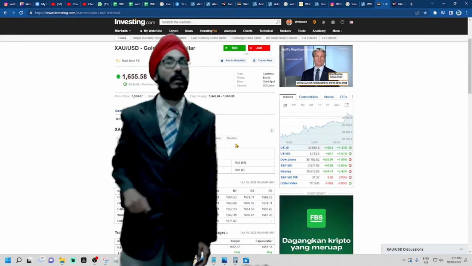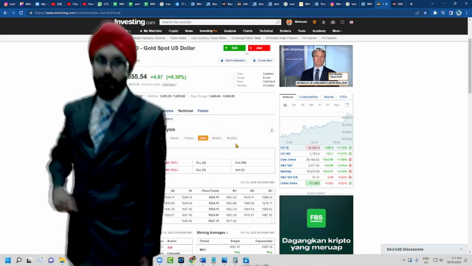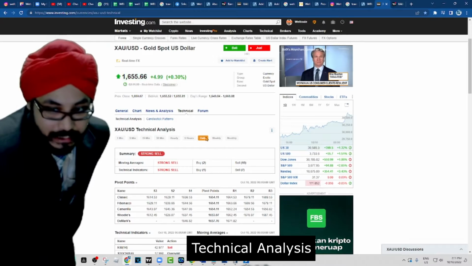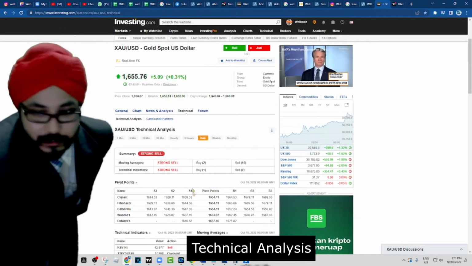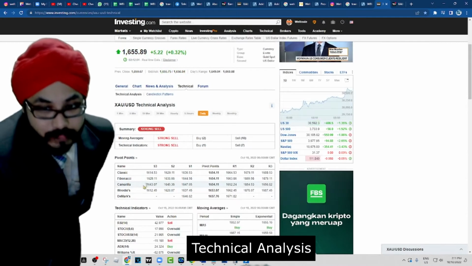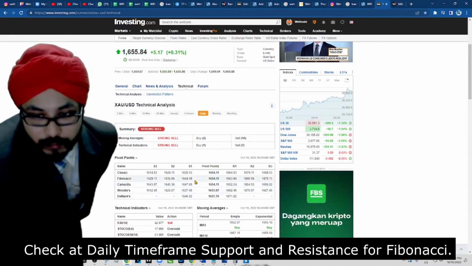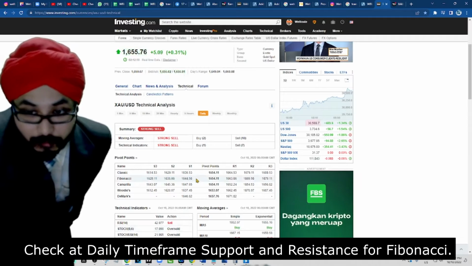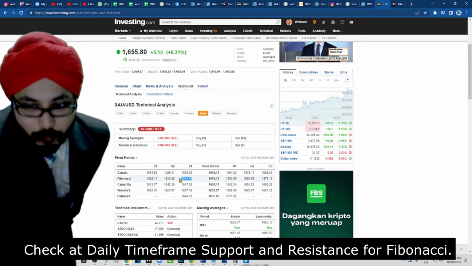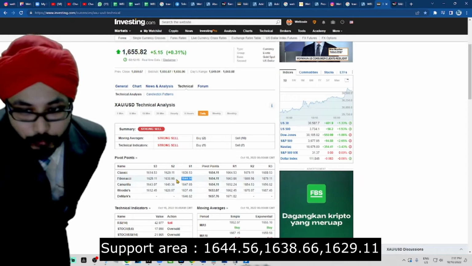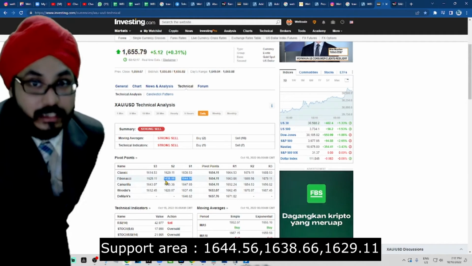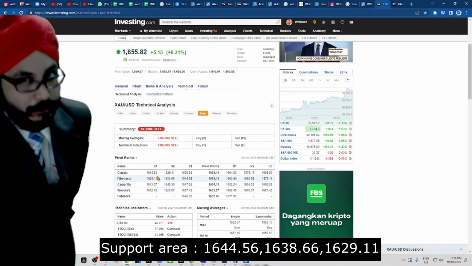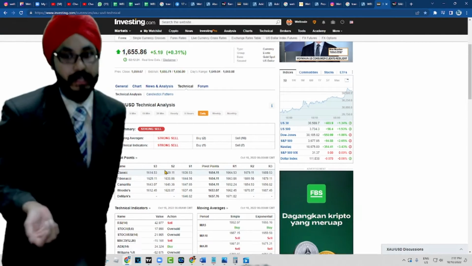Moving forward with our technical analysis, as we will be able to see in investing.com, we go to the daily under the technical analysis and we will see that for Fibonacci, we have 3 support points. Our first support point is 1644.56, our support 2 is 1638.66, and our support 3 is 1629.11. These are the support points that we are looking at.